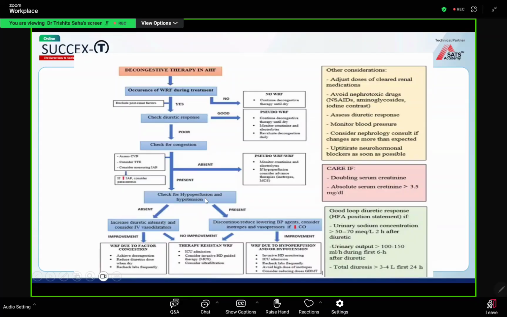And if it is present, check for hypoperfusion and hypotension. If it is absent, then increase diuretic intensity and consider IV vasodilator. Improvement means worsening of the renal function was due to congestion, and no improvement means therapy resistant worsening renal function. If the hypoperfusion, hypotension is present, then you have to discontinue the BP lowering drugs and consider inotropes and the vasopressor if there is decrease in cardiac output. So it was a worsening renal function due to hypoperfusion.